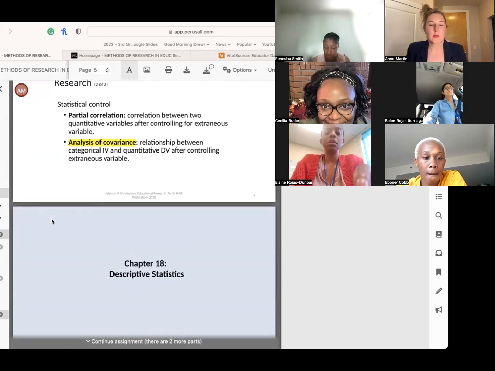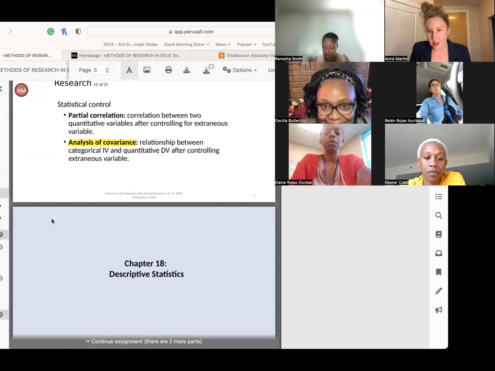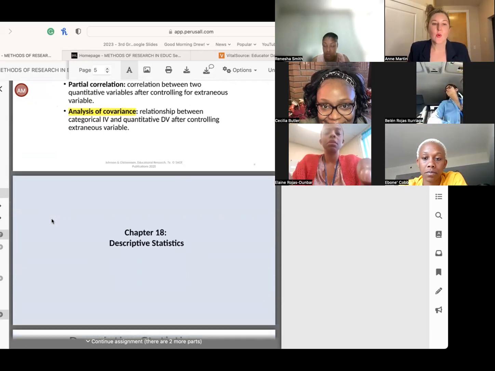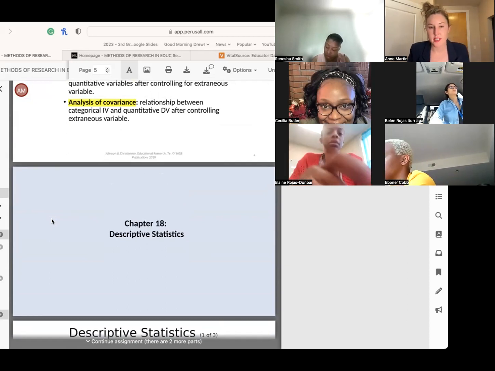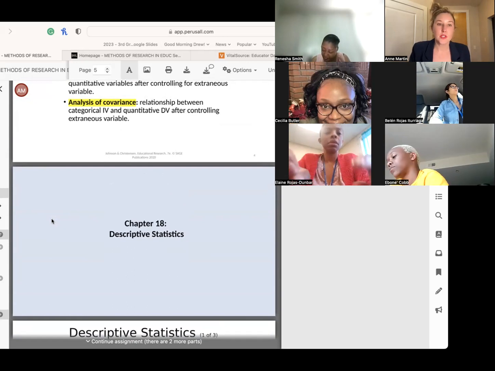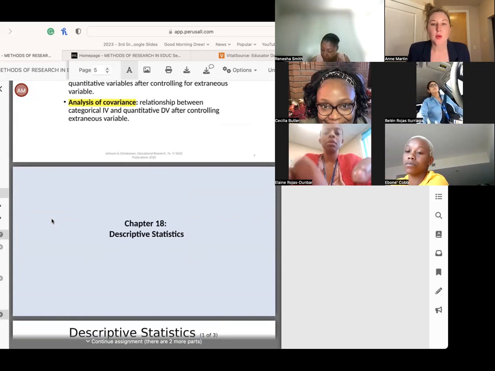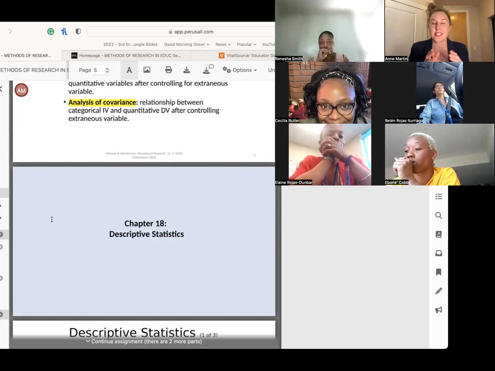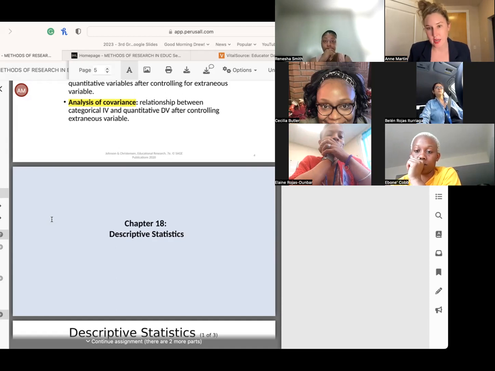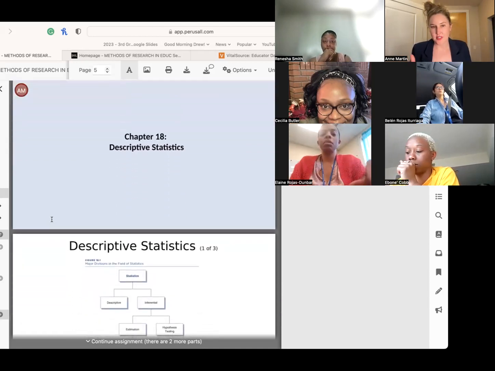Now, to go off of what Ebony was talking about with quantitative research, the method of analysis for quantitative research is going to be involving statistics. So we have chapter 18 over descriptive statistics and chapter 19 over inferential statistics. Most quantitative research involves both. Descriptive statistics describe the characteristics of the data that was collected from the participants in the study, but inferential statistics allows you to make inferences beyond the immediate sample. So that's when hypothesis testing comes in.